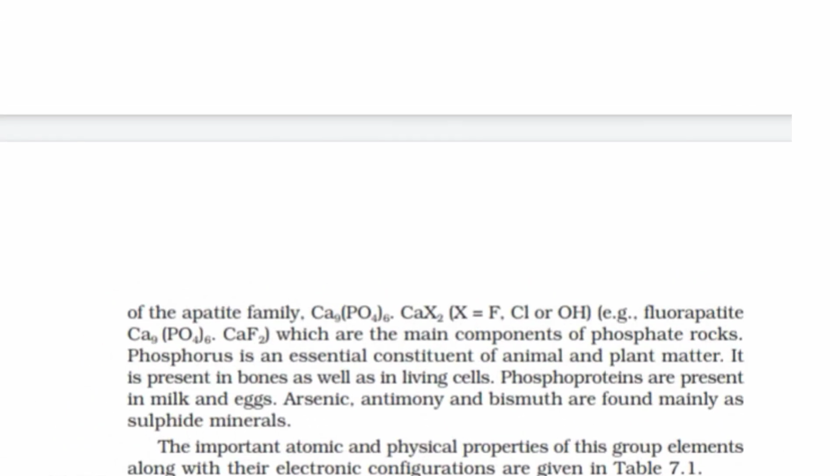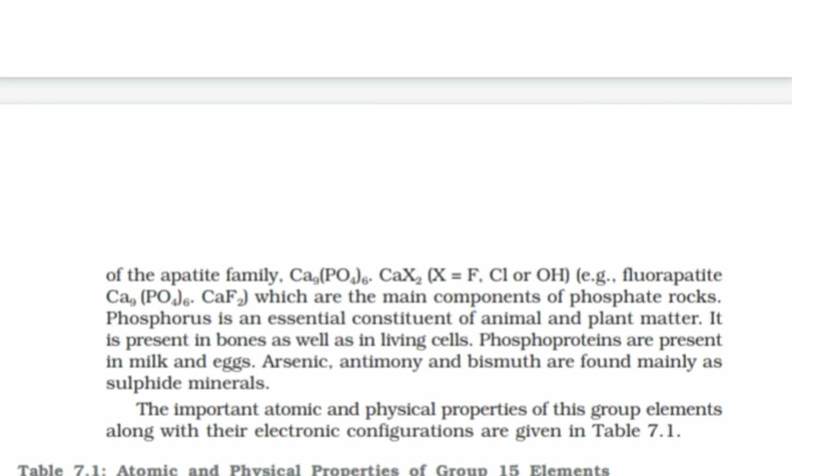Molecular nitrogen comprises 78% by volume of the atmosphere. In the Earth's crust, it occurs as sodium nitrate, that is NaNO3, called Chile saltpeter, and potassium nitrate, Indian saltpeter. It is found in the form of proteins in plants and animals.